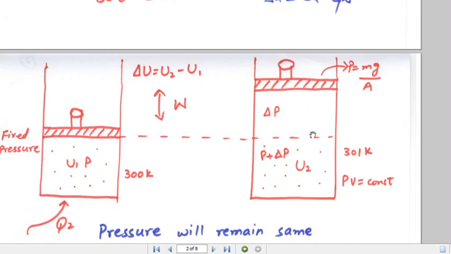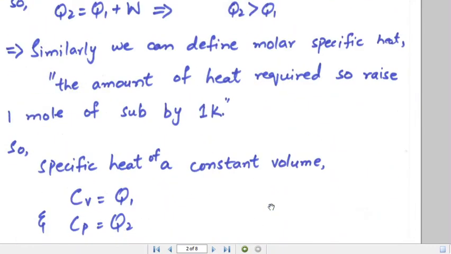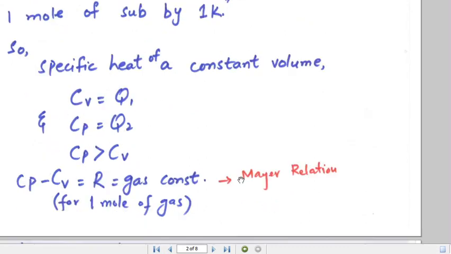Because in this case, the gas is also doing work on the piston. So in order to increase the temperature of this gas by 1 degree, you have to supply more heat. So Q2 must be equal to Q1 plus W, and Q2 should be greater than Q1. So the specific heat at constant volume is equal to Q1, whereas the specific heat at constant pressure is equal to Q2.